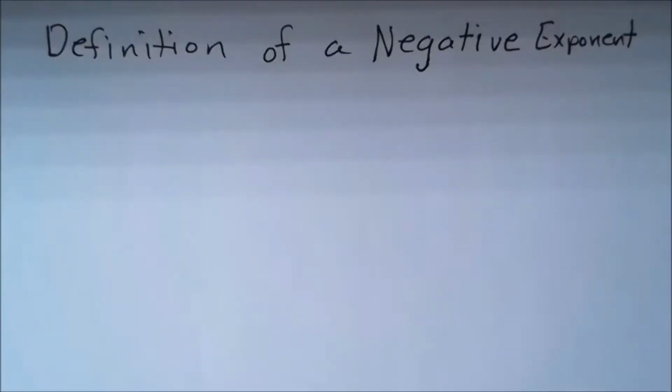Alright, here we're going to look at the definition of a negative exponent. Now, I told you in the earlier video that you may end up with an answer that has a negative exponent once you've done the quotient rule, and that you would have to convert it into a positive exponent. And this is going to show you how to do that. So let me give you an example of one like that.